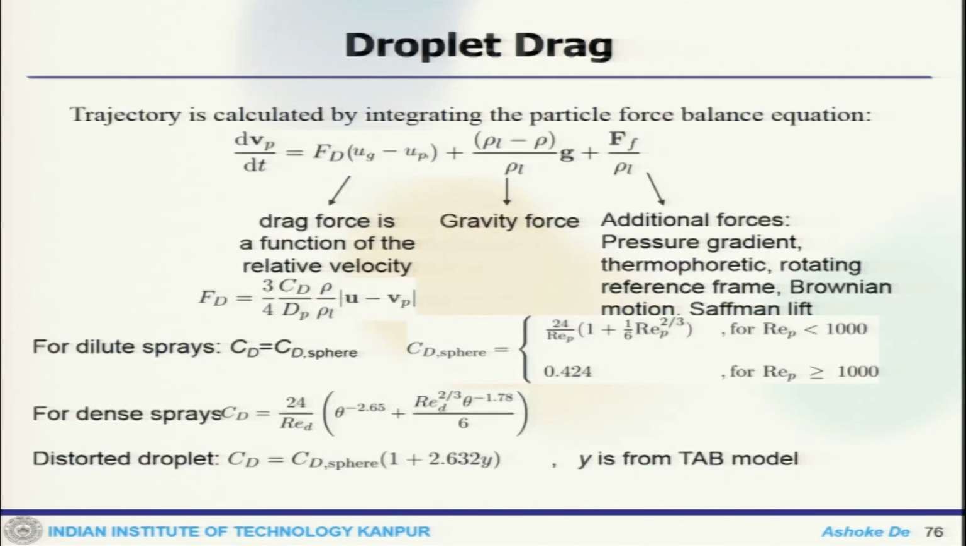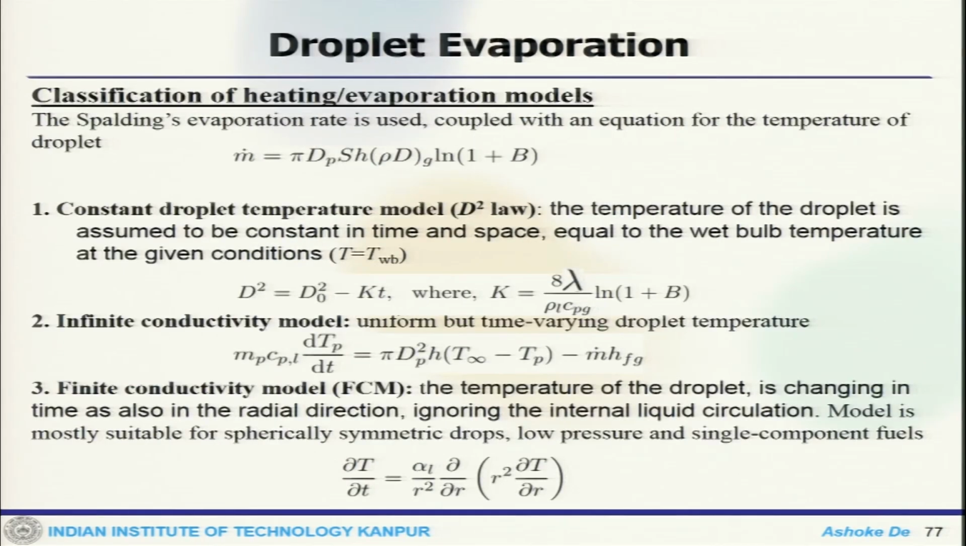Now, the trajectory is calculated by integrating the particle force balance. So, this is the drag force, gravity force, and additional forces due to pressure gradient, thermophoretic or rotating frame. And then for the dilute spray, the CD would be like this, and for the dense spray, the CD is different. So, these are the correlations which are available in the literature, which are very common.